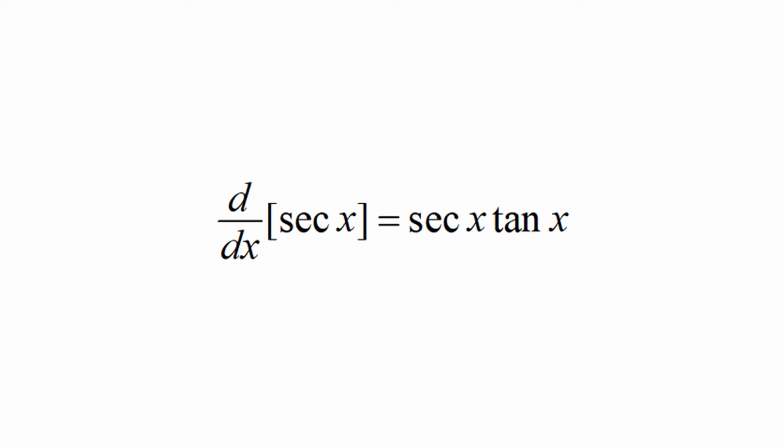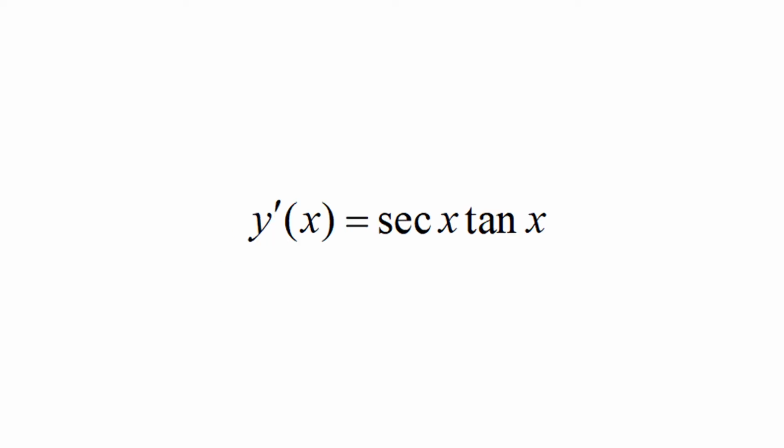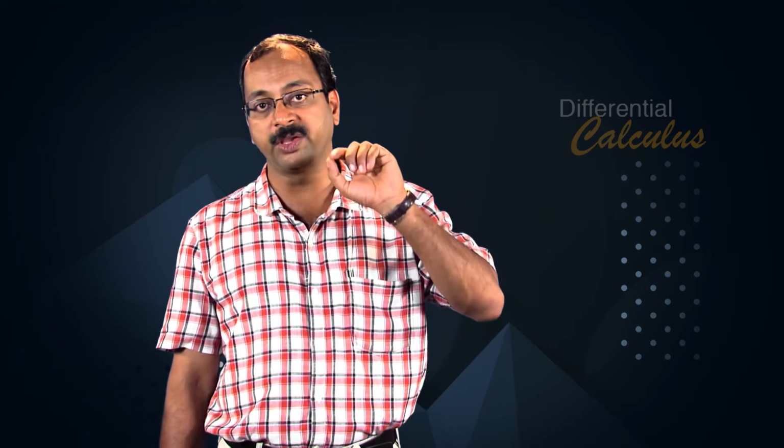Now, we explain how to find higher order derivatives of trigonometric functions. As an example, let us find the value of the second derivative of y of x equals sec x at x equals pi by 4. Already we know that d by dx of sec x equals sec x into tan x, that is y dash x equals sec x into tan x. Now, the second derivative of y of x is obtained by differentiating y dash x with respect to x.